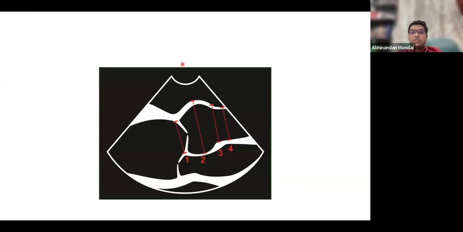That means if this is your TE probe, and the waveform is coming from this direction, whichever structure it hits first, that is the leading edge. Then this is the structure of this wall. This is the wall that is actually hit first by the echo wave. So that is why it is called leading edge to leading edge, and this is called inner edge to inner edge.